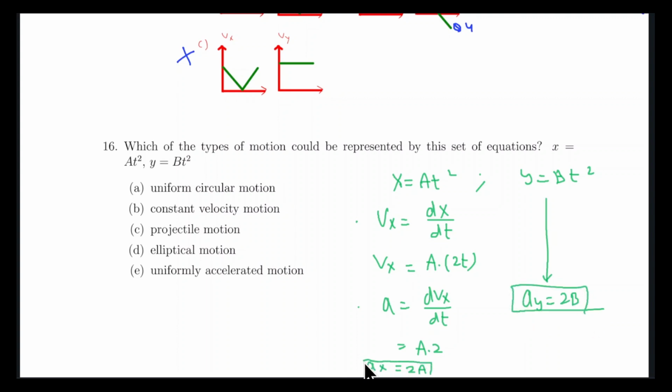So acceleration in x is constant, acceleration in y is constant, which means the total acceleration is constant. So I will say it is a uniformly accelerated motion. So option E makes the best sense to me. What do you think?